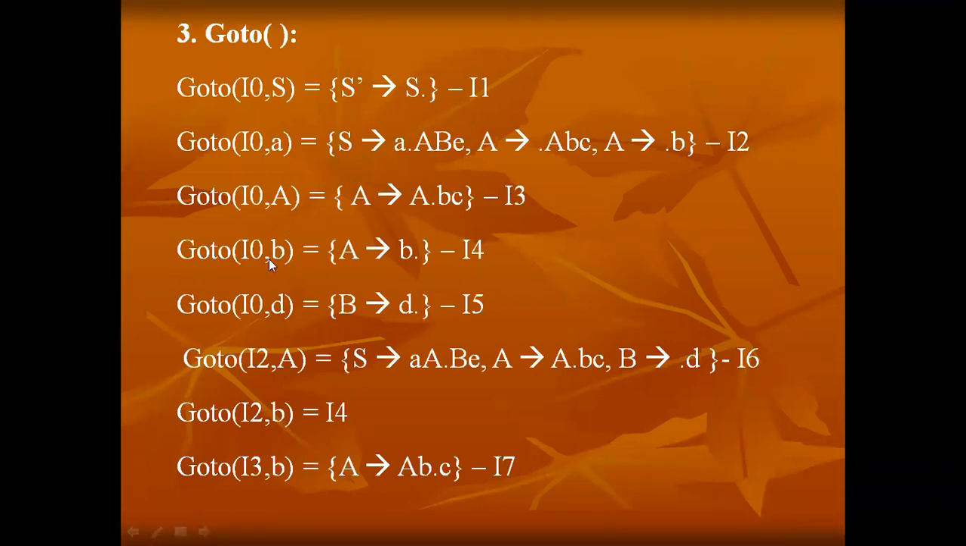And now, I0 with B. At item number 0 with B, in the action part, there is a cell, an entry to be filled. And that entry is filled with S4. S4 means shift 4.